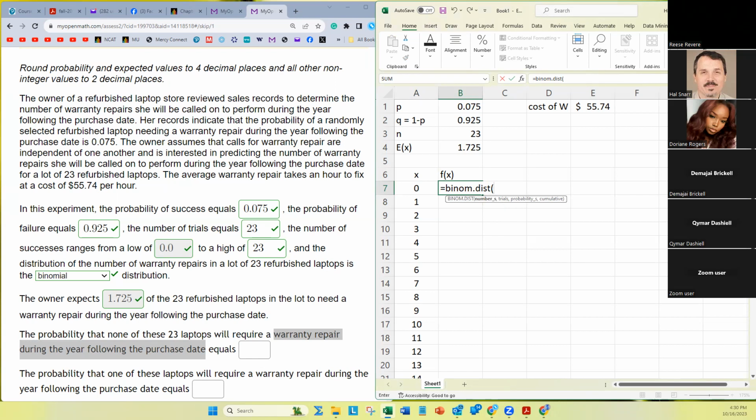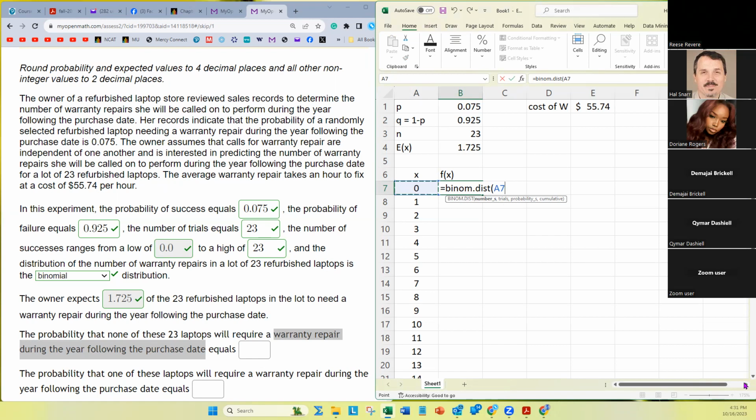Okay, now what is it asking for? It's asking for the number of successes. Here, I want to know the probability that none of these 23 laptops require a warranty repair. So X here is equal to 0. So number of successes is 0 here. Do I want to type 0? No, I can just click on A7. I can click on it. I want that to be free.